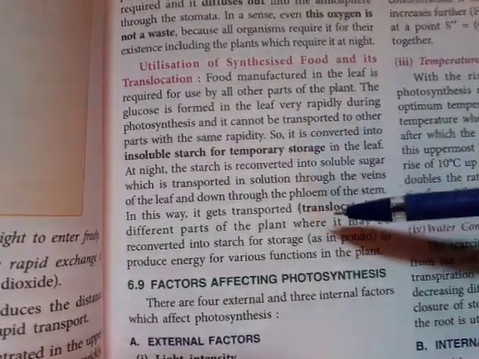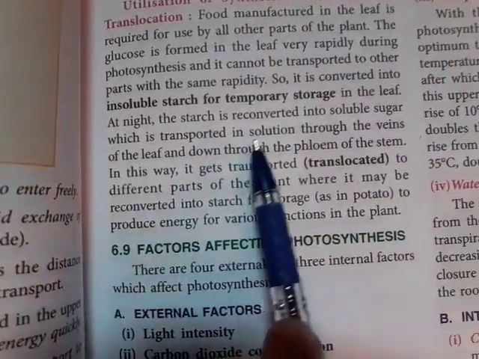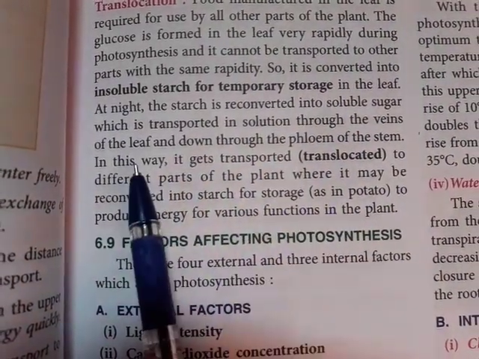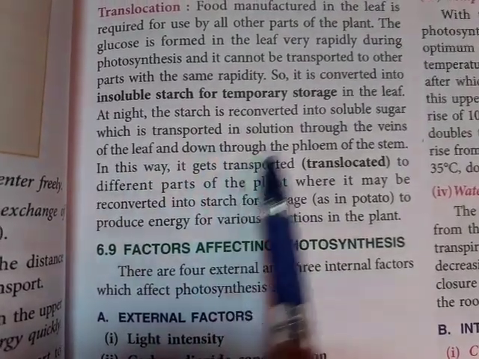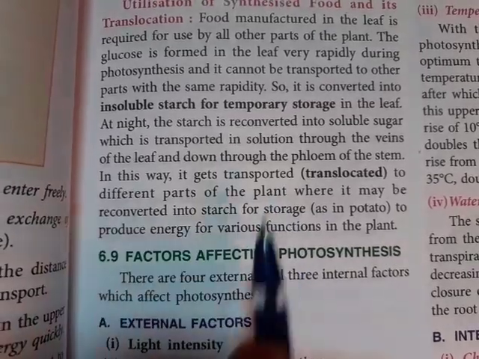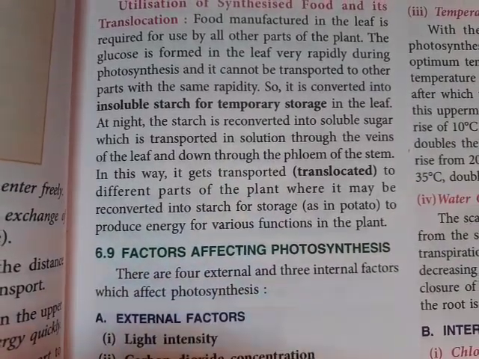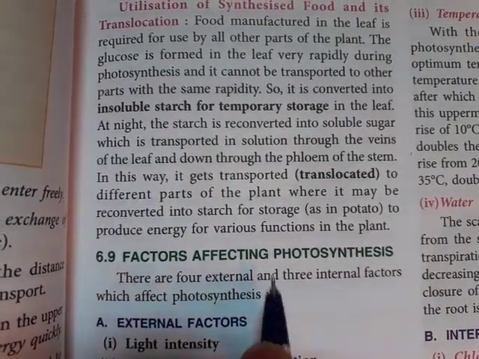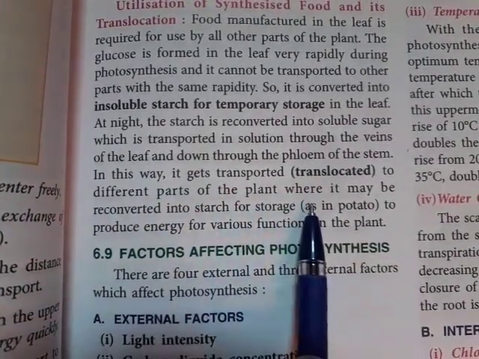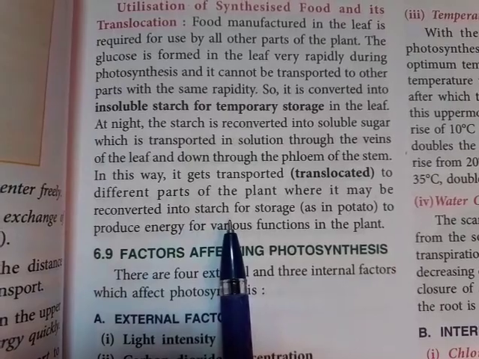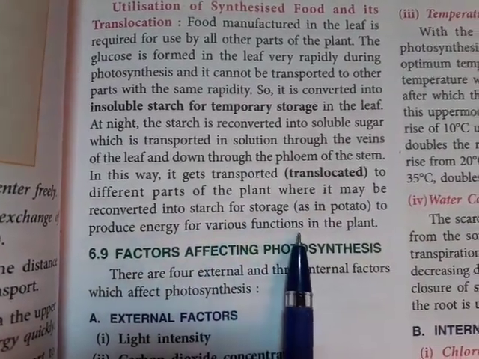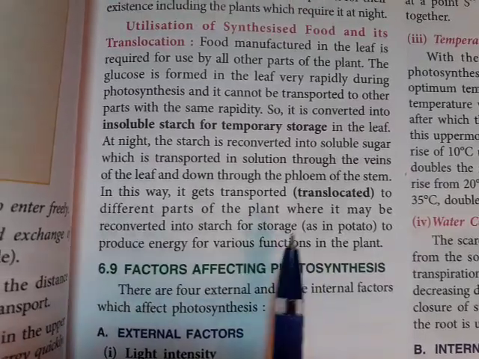At night, this starch is reconverted into soluble sugar, which is transported in solution through the veins of the leaf and then down through the phloem of the stem. Now we know that the phloem is responsible for the upward and downward movement of water, minerals and all these things. So it gets transported or translocated to different parts of the plant where it may be reconverted into starch for storage, as in potato, or used to produce energy for various functions in the plant.